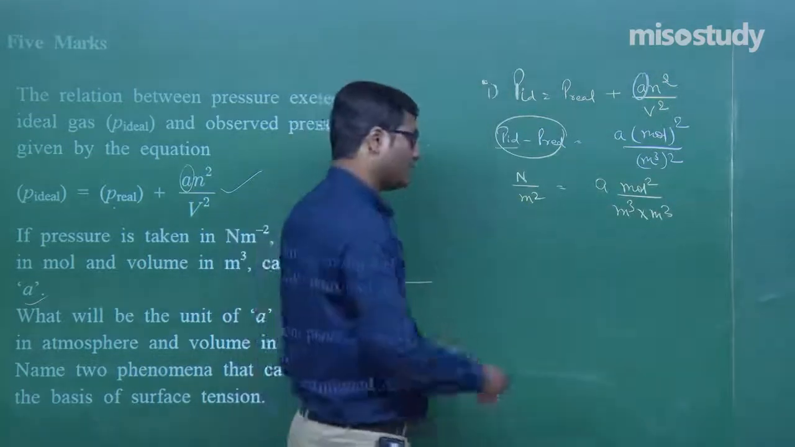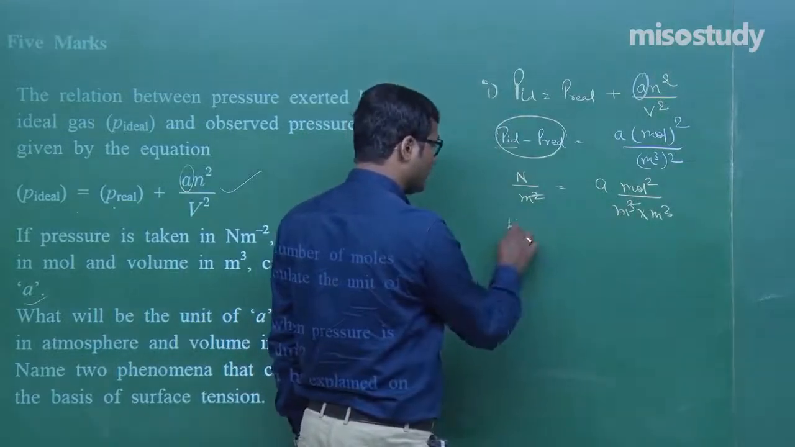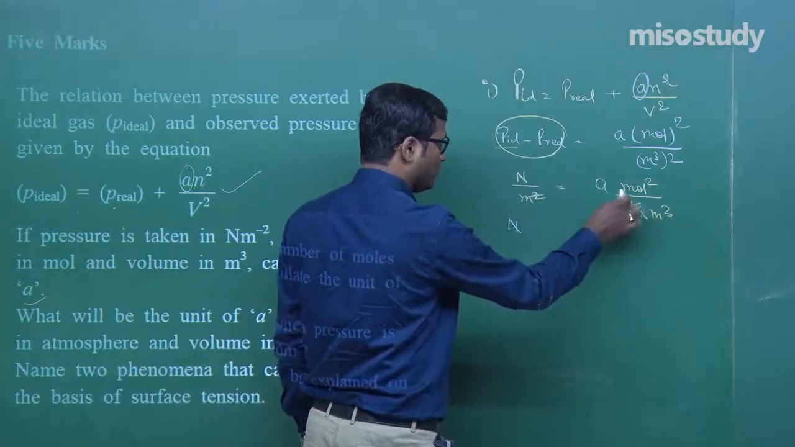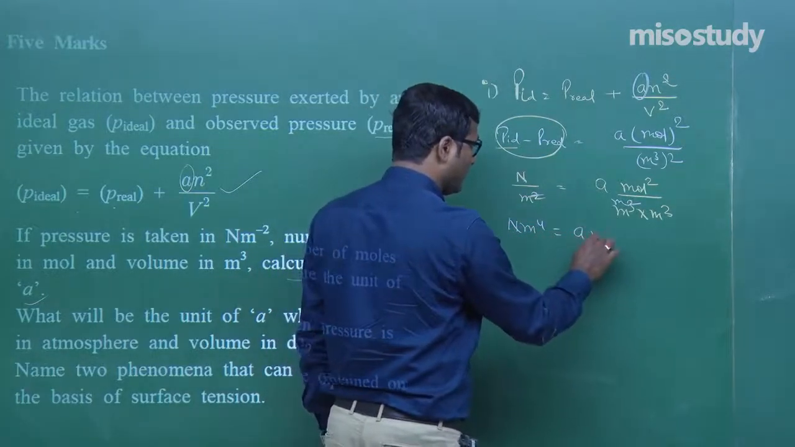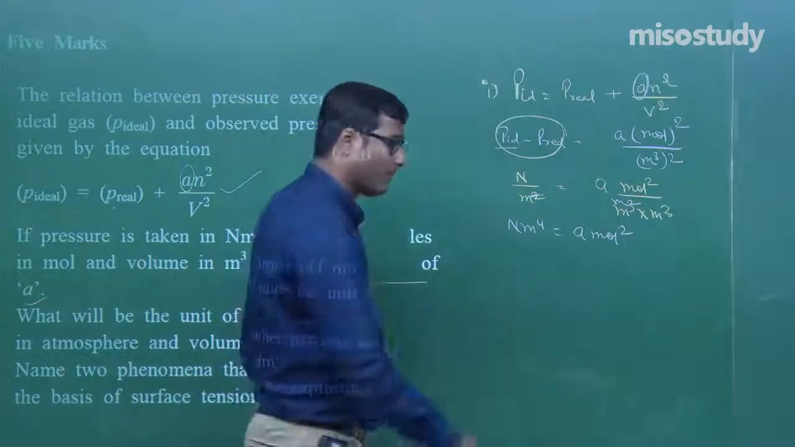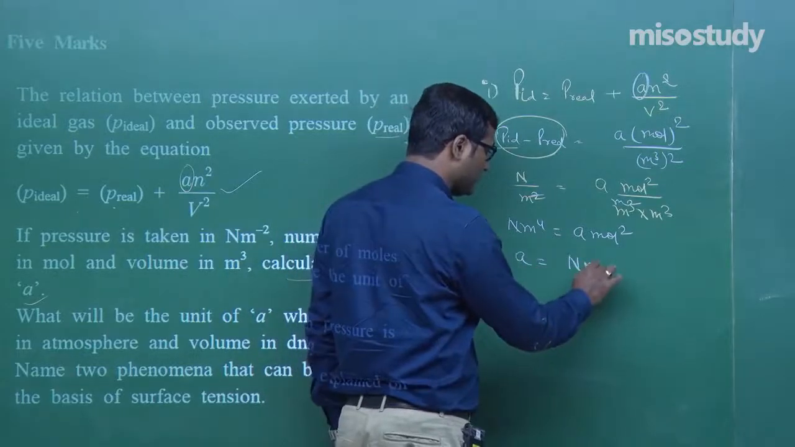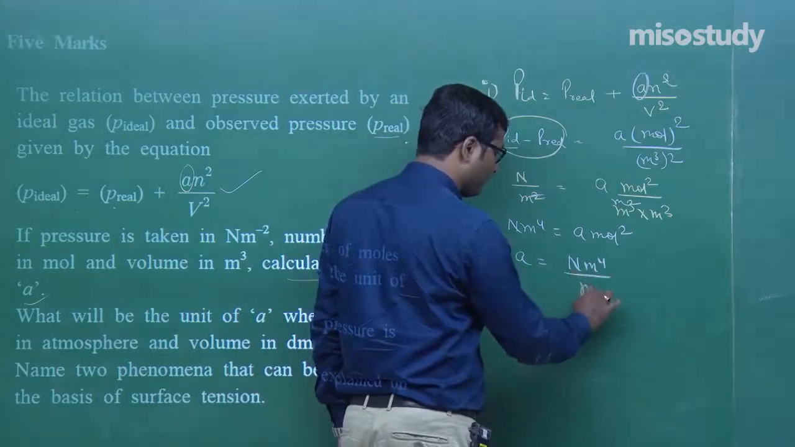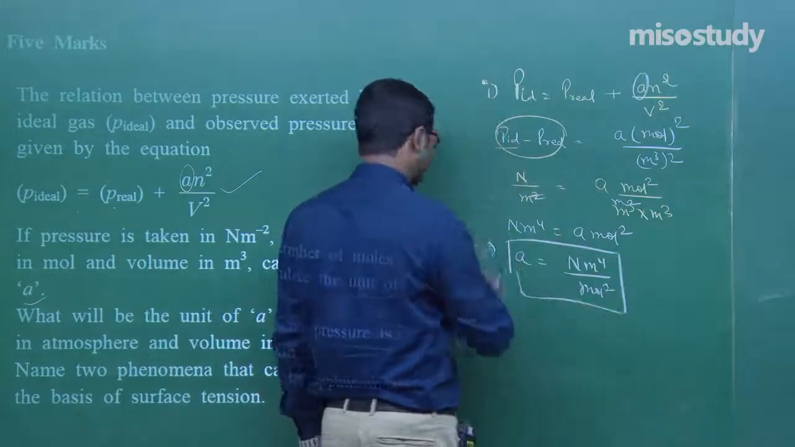Now what will happen? This will cancel this one. So we will write here Newton meter cube and 1 meter, that is meter 4, is equal to a upon mole square. Yes sir, definitely. So we can say a is equal to Newton meter 4 upon mole square. This is the first unit.